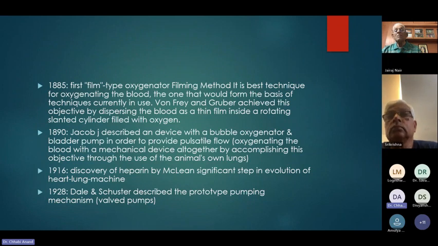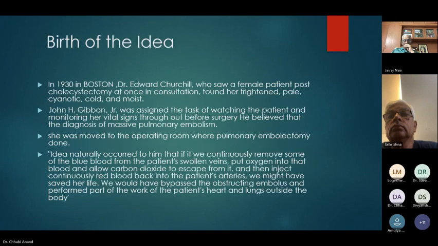described a device with a bubble oxygenator and bladder pump in order to provide pulsatile flow, oxygenating the blood not with a mechanical device altogether but by accomplishing this objective through the use of the animal's own lung. In 1916, the discovery of heparin by McLean was a significant step in the evolution of the heart-lung machine. In 1928, Dale and Schuster described the prototype pumping mechanism, that is valved pumps.